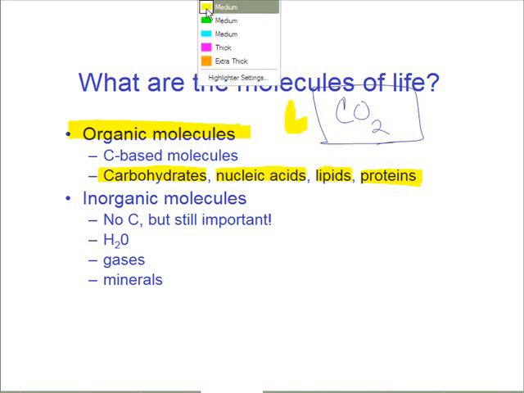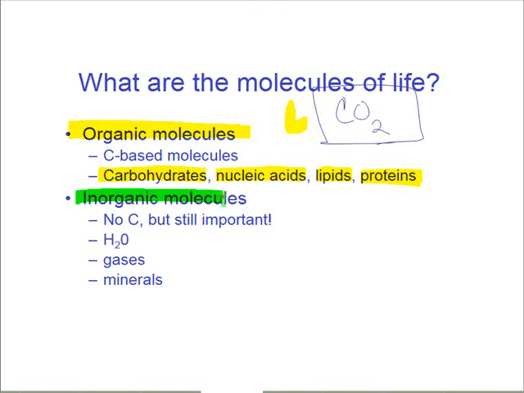The other major classification of molecules is inorganic molecules, and as you imagine, inorganic molecules are just molecules that do not have a carbon present in their makeup. They don't have a carbon atom in them, but they're still incredibly important. Water, for example, is an inorganic molecule, and yet water is absolutely critical to life on Earth.